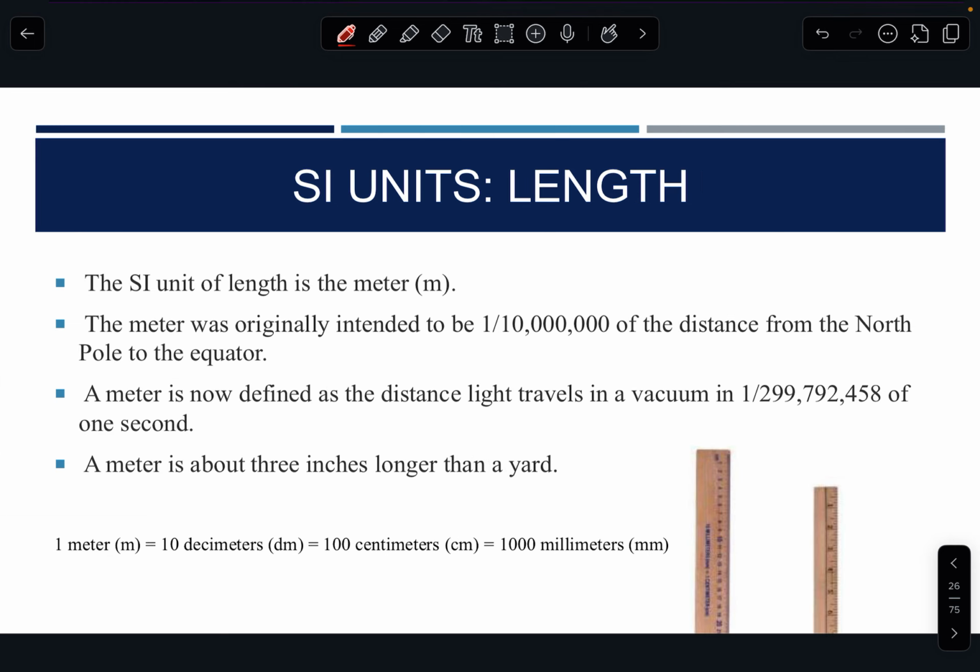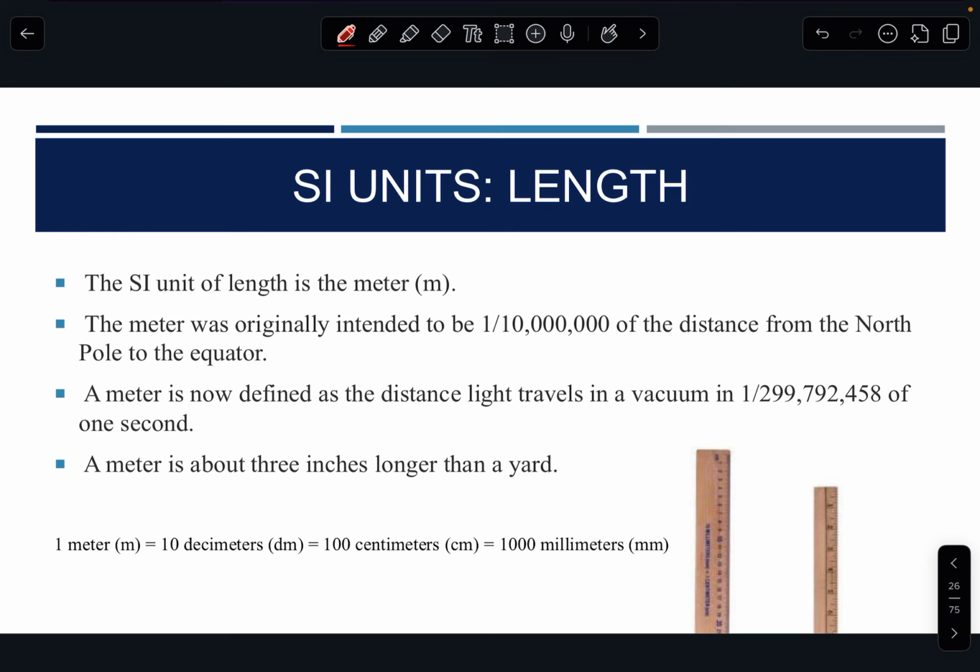And so let's start with the first unit. The first unit that we will cover is going to be length. So the standard unit of the metric system is the meter, which was originally intended to be 1/10,000,000th of the distance of the North Pole to the equator, which means that there are about 10 million meters between the equator and the North Pole, but it's actually now defined as the distance that light travels in a vacuum in that much of a second.